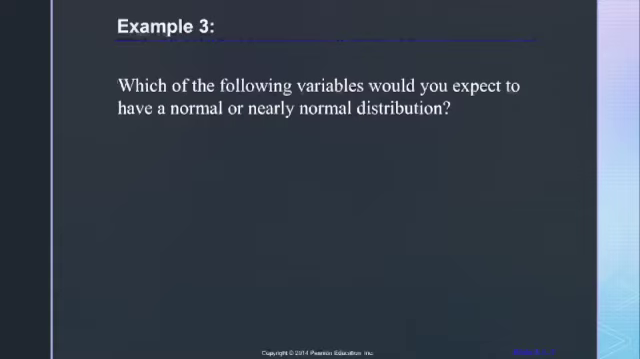Which of the following would we expect to have a normal or a nearly normal distribution? Scores on a very easy test. Well, here's my test. Scores go from 1 to 10. If it's really easy, we would suspect most people get a really good score, right? Is this a normal distribution? No, it is skewed to the left. How about tree lengths in a forest? Yeah, that makes sense. That's something that occurs naturally. This would definitely be normal.